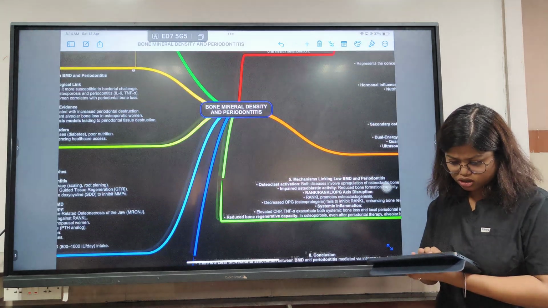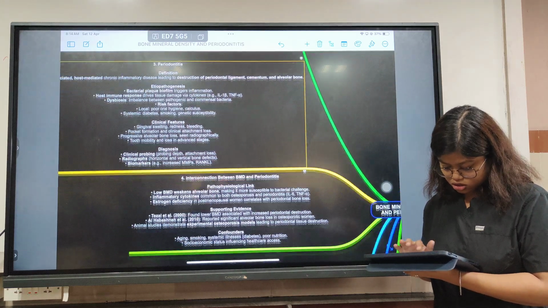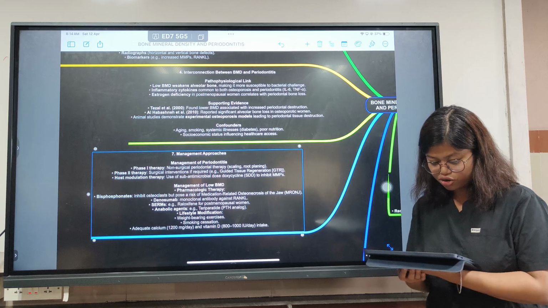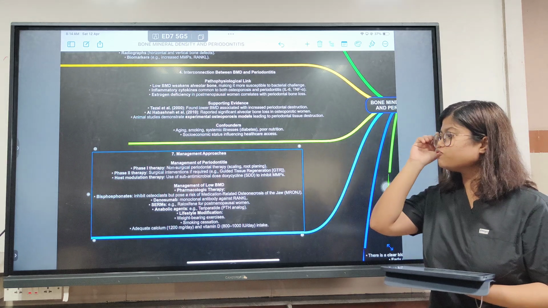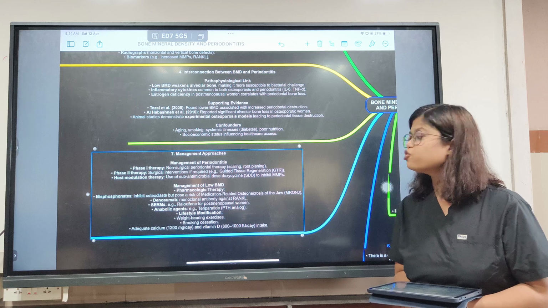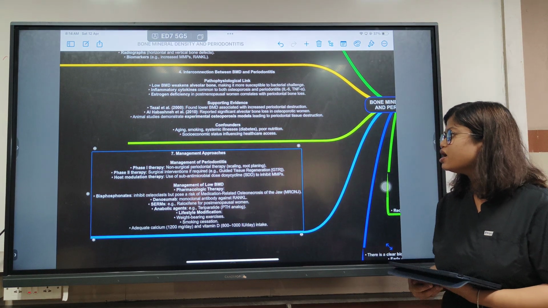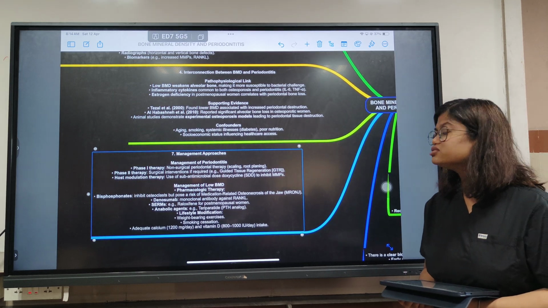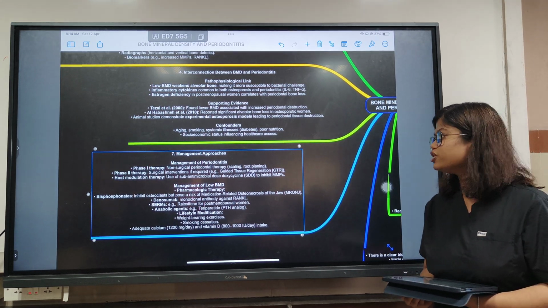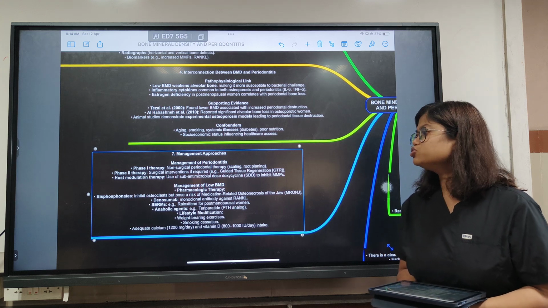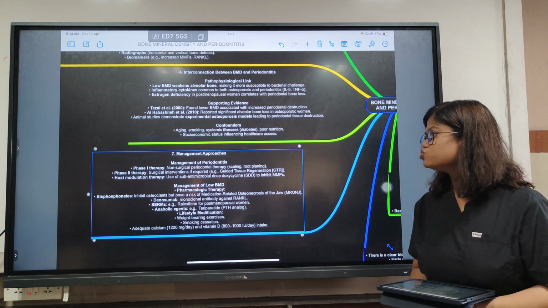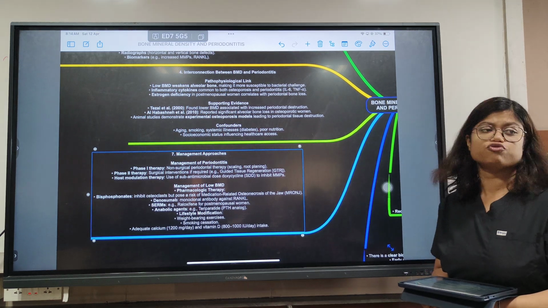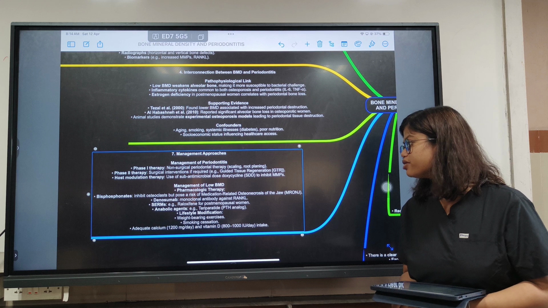So coming to the management approaches and strategies for it. Management of periodontitis is done in phases. Phase 1 will involve non-surgical periodontal therapy, the first line of treatment, that is scaling and root planing. In phase 2, surgical interventions will be required; advanced tissue procedures and guided tissue regeneration procedures may be needed. Host modulation therapy is the third phase: use of sub-antimicrobial dose doxycycline to inhibit the MMPs and significantly reduce the inflammatory markers.